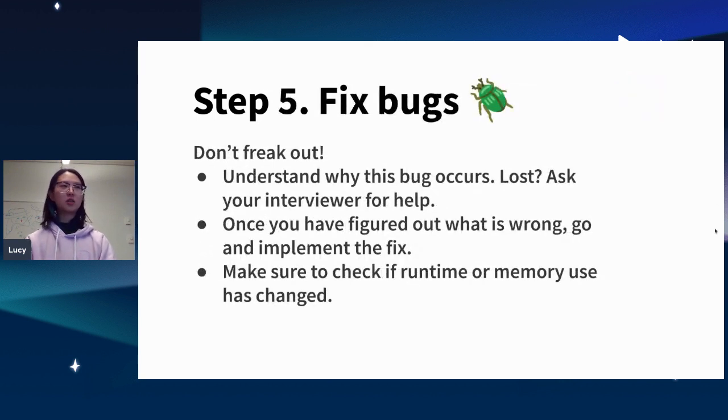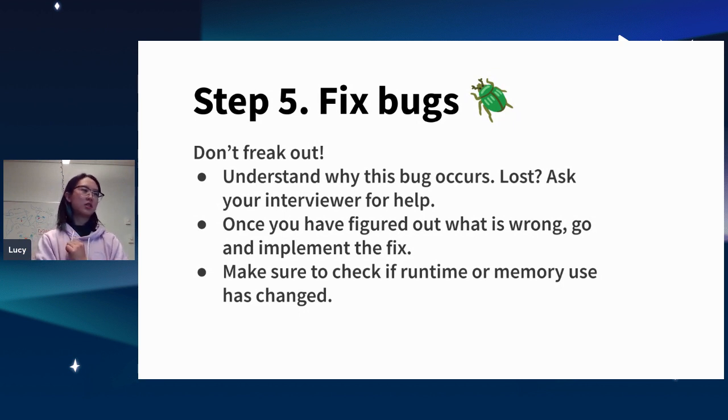So this doesn't always happen, but you're going to encounter at least one interview where you think you're done, and then your interviewer says, hey, this is actually not the right solution. So first off, understand why this bug occurs. I think interviewers are usually pretty helpful and they'll point you in the right direction to the bug. So just ask your interviewer for help and say, so I have an idea where the bug is, but I'm not sure. So just ask your interviewer and they'll point you in the right direction. And once you've figured out what is wrong, go and implement the fix.